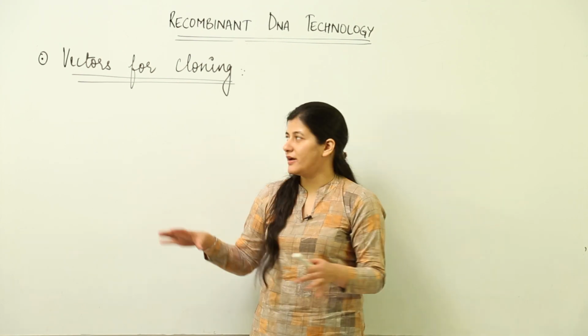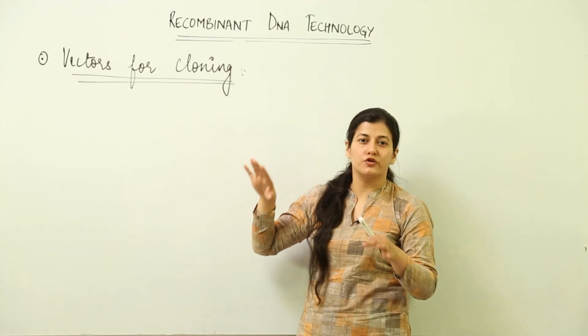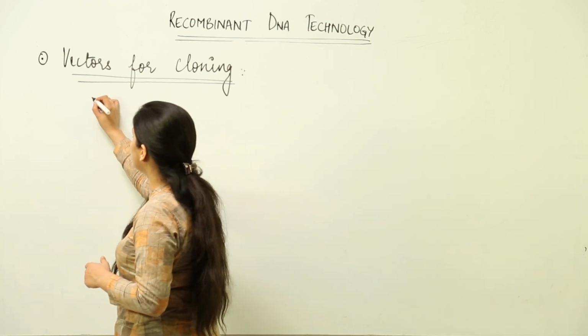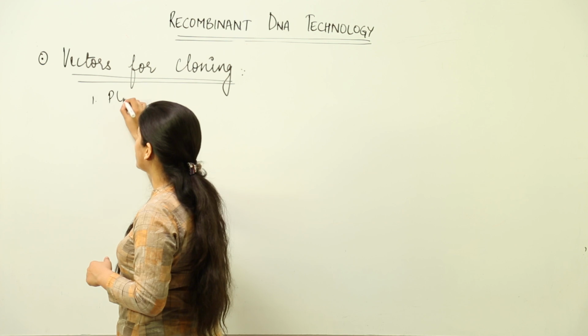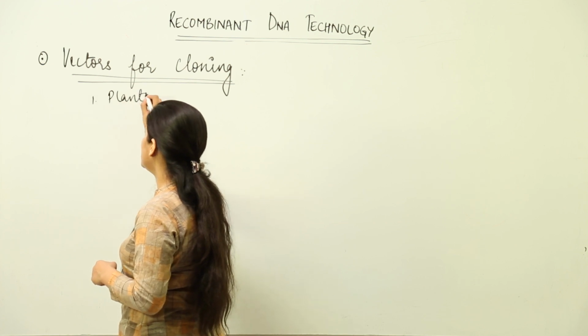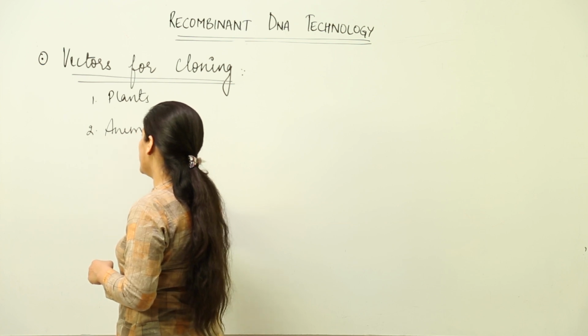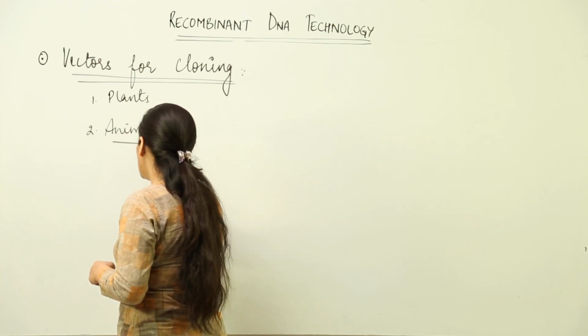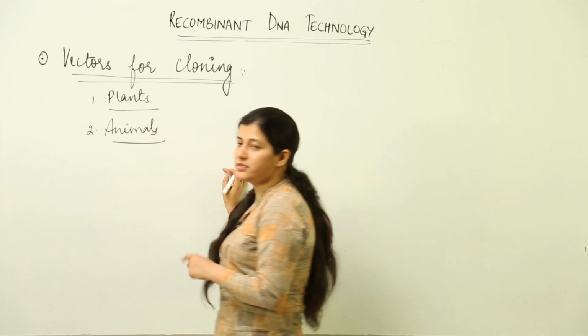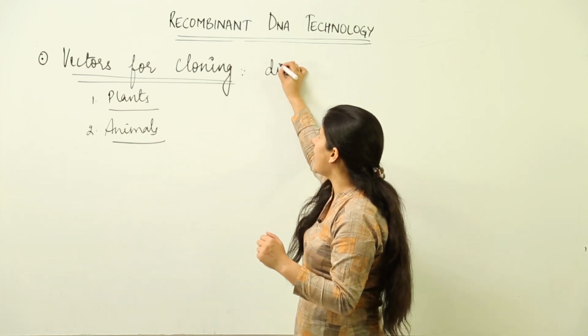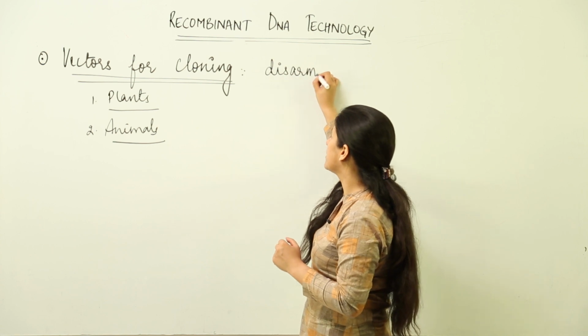Now we are going to talk about various vectors for cloning the gene of interest, and in this lesson we are going to talk about the vectors for cloning the genes in plants and in animals. Okay. When I talk about plants and animals, we are dealing with the aspect where we talk about disarmed pathogen.